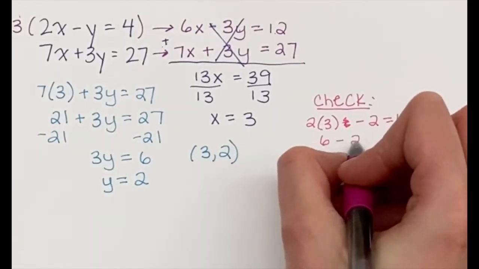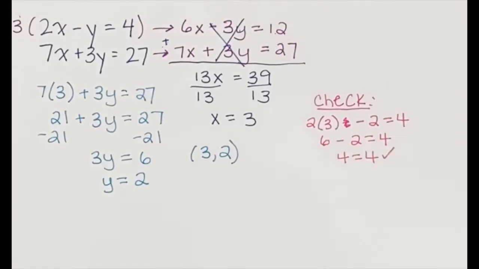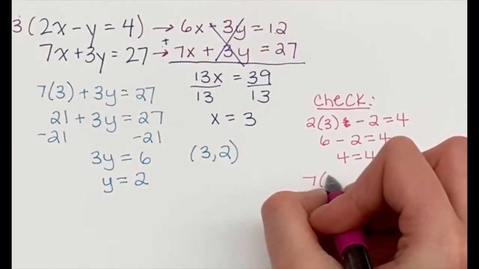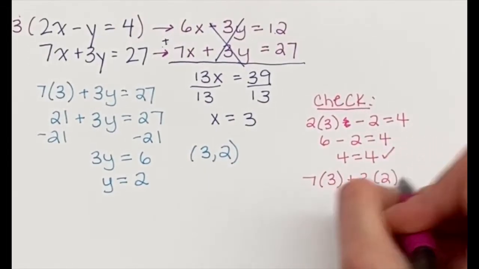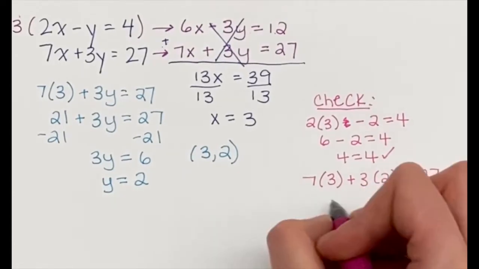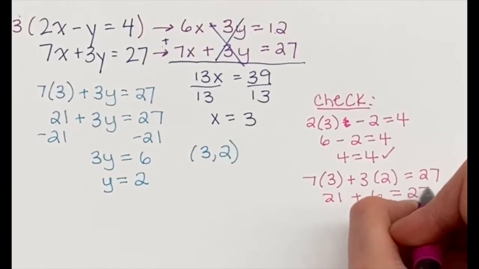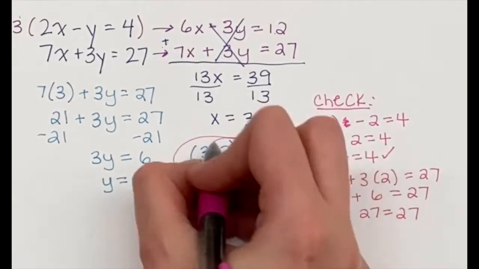6 minus 2 gives me 4. And yes, it works. But again, having to check the bottom one. So again, where the x is, we're going to plug in 3. Where the y is, we're going to plug in 2. And if we did it correctly, it should be 27. 21 plus 6 is in fact 27. So yes, we have our solution point.